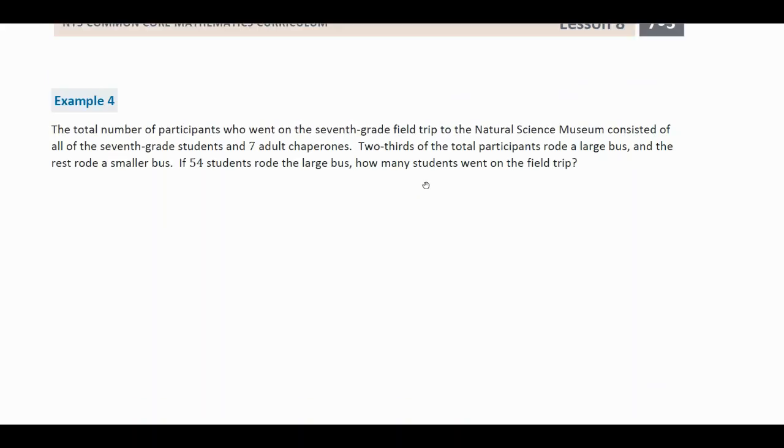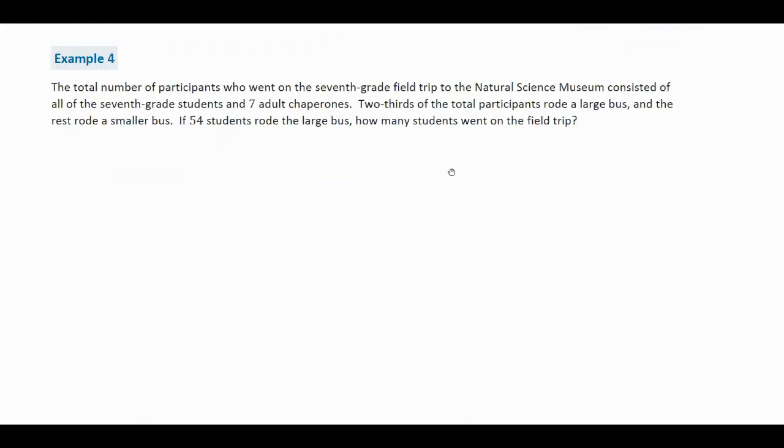Example number 4. I think this is the last example. The total number of participants who went on the 7th grade field trip to the Natural Science Museum consisted of all of the 7th grade students and 7 adult chaperones. 2/3 of the total participants rode a large bus, and the rest rode a smaller bus. If 54 students rode the large bus, how many students went on the field trip?